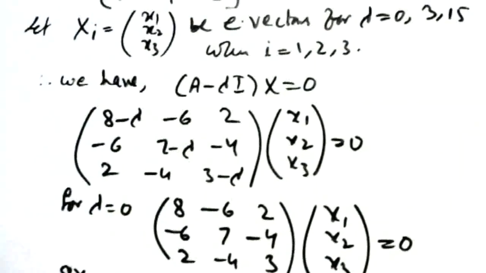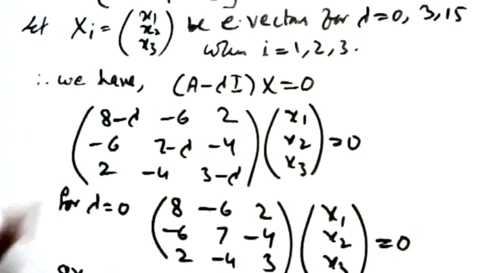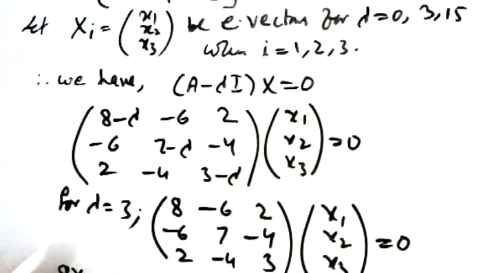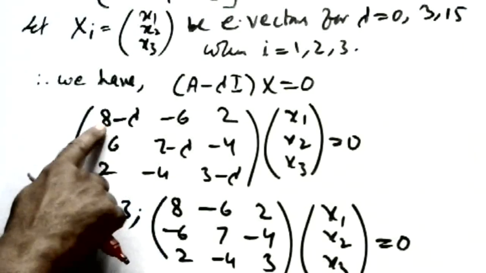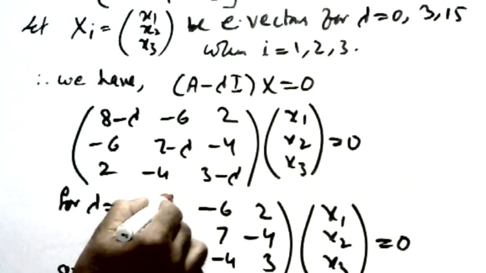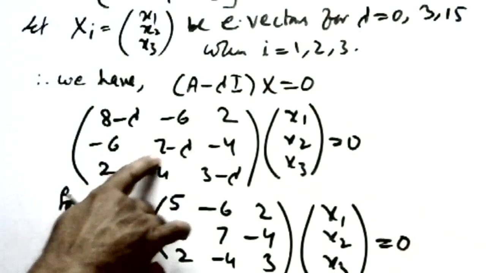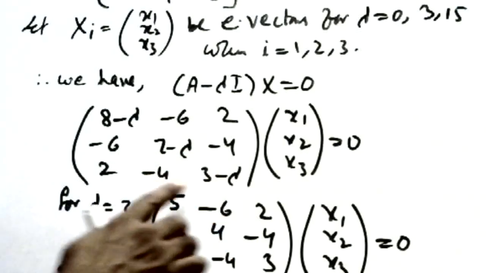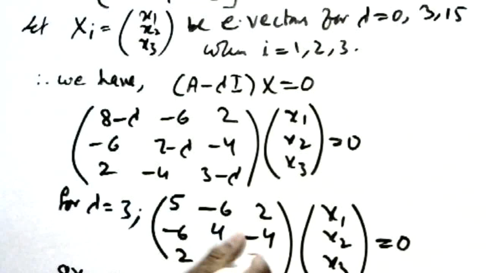Now for the next vector, what we have to do, instead of taking lambda equals to 0, we have to take lambda equals to 3 here. If we put lambda equals to 3 here, 8 minus 3 will become 5, 7 minus 3 will become 4, and 3 minus 3 will become 0. So let me solve these 3 equations. We will get one more vector.